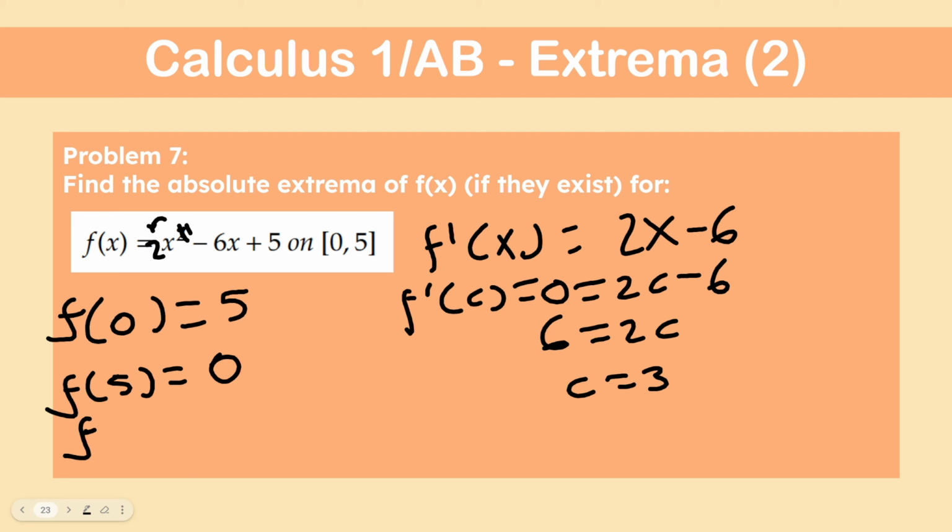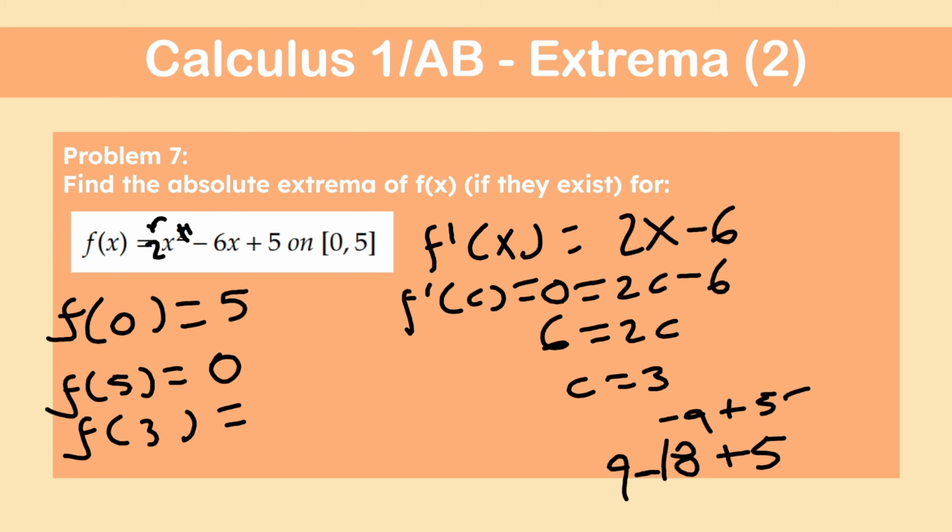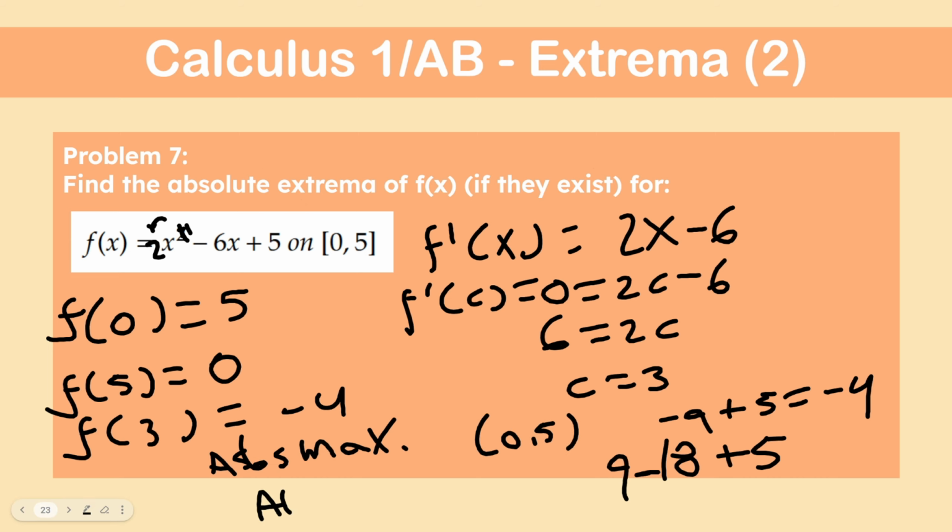So now let's plug in f of 3. F of 3 is 9 minus 18 plus 5. This is negative 9 plus 5, which is negative 4. So we get that the absolute maximum on that interval occurs at (0, 5), and that the absolute minimum on the interval occurs at (3, negative 4).